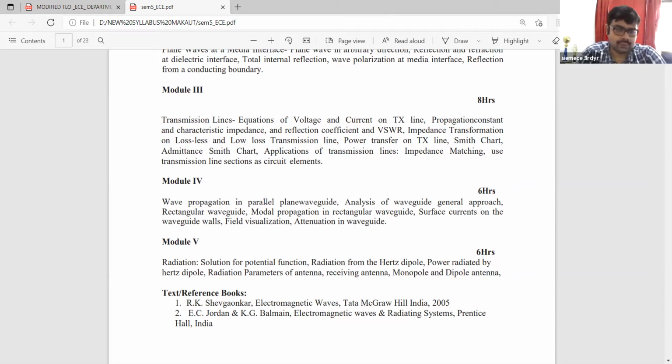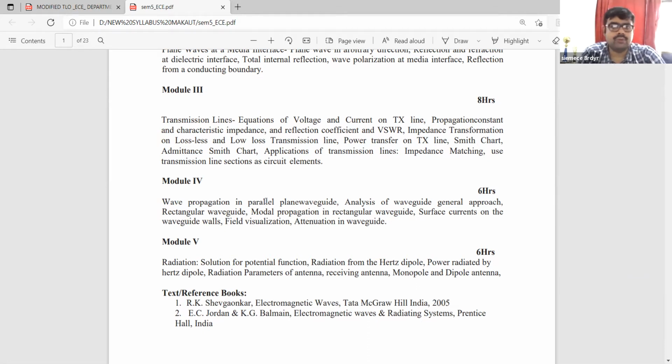For module 4, it is basically the wave propagation in parallel plane waveguide, analysis of waveguide, several general approaches we have to study. Rectangular waveguide, so many different types of waveguides are there. So rectangular waveguide, modal propagation in rectangular waveguide, surface currents on the waveguide walls, field visualization, attenuation in waveguide. So these are the different topics that will come under this section.